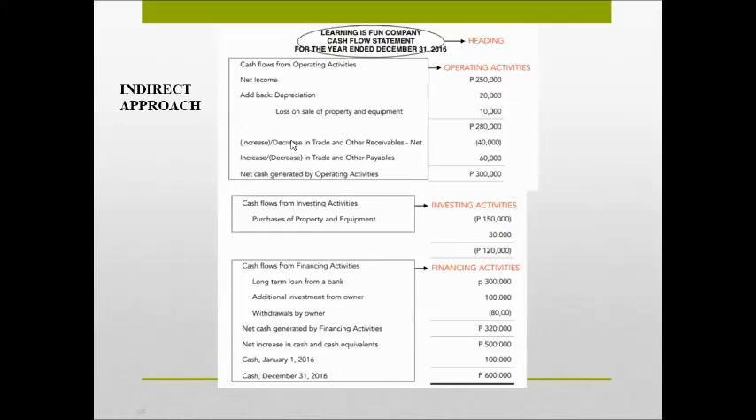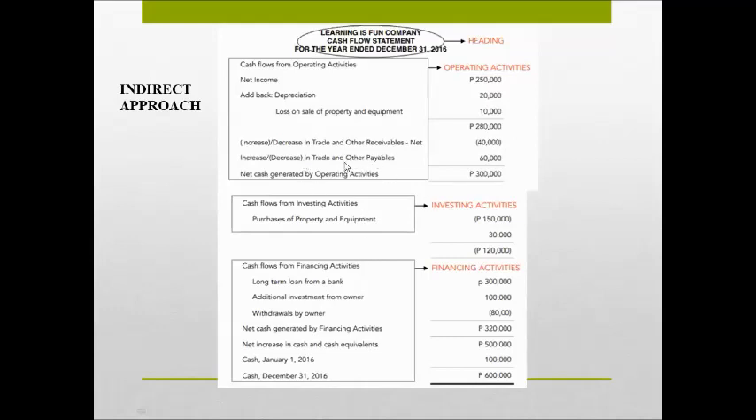Pero kapag decrease in accounts receivable, siyempre, nagbayad na sila ng utang sa atin, marereceive na natin yung cash, kaya i-add na natin siya. So again, ang point dito is yung cash flow, guys. Deduction, kapag nag-increase yung accounts receivable natin, the reason is because wala tayong na-receive na pera, so kaya ide-deduct pa yon. Decrease, ma-add siya kasi na-receive na natin yung utang nila into cash, kaya i-add na natin siya.